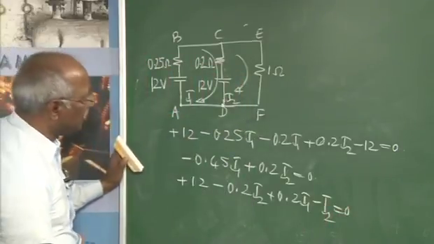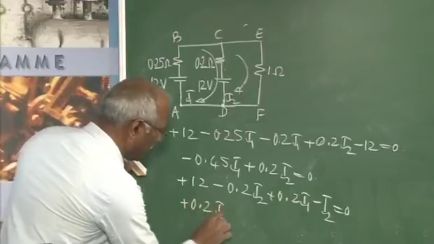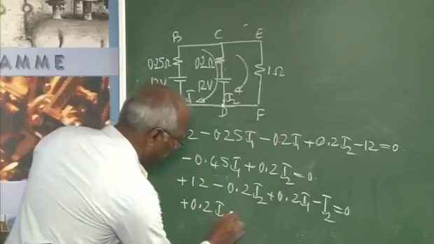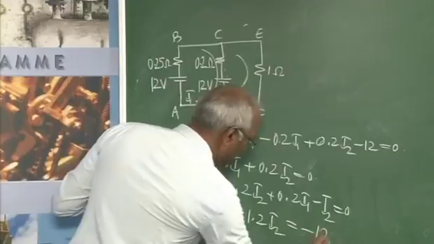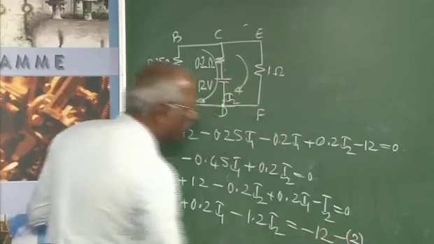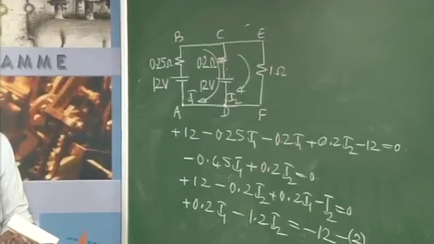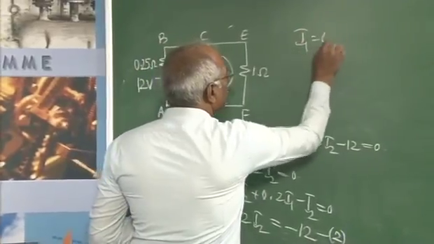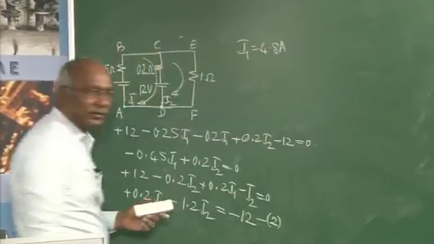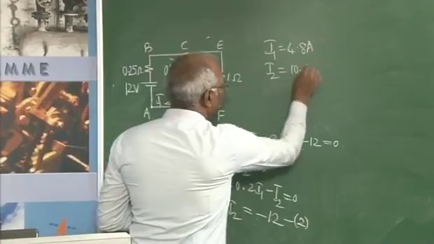So, this works out to plus 0.2 I1 minus 1.2 I2 is equal to minus 12, equation 2. Solve these two equations, you will get I1 is equal to 4.8 amperes and I2 is 10.8 amperes.